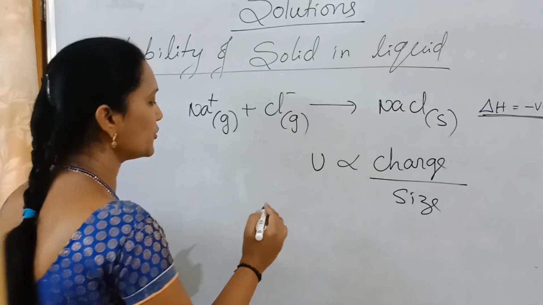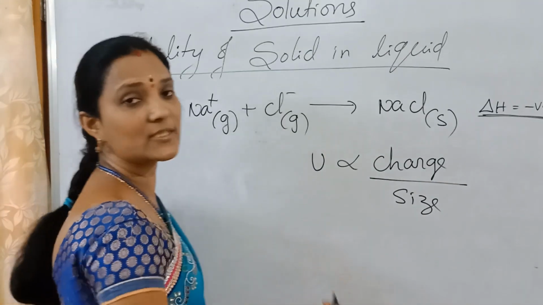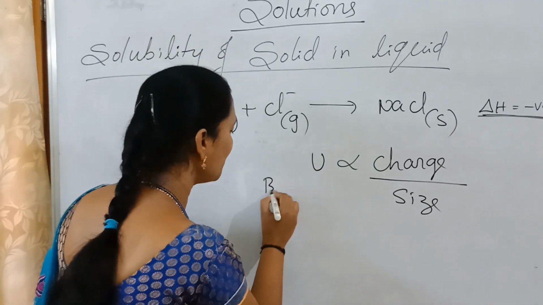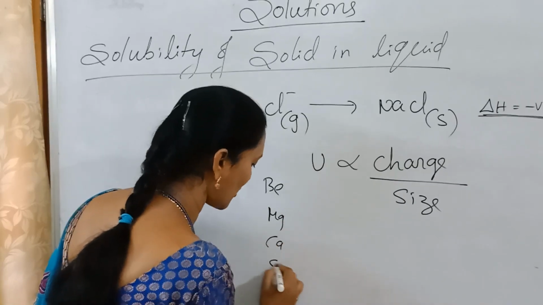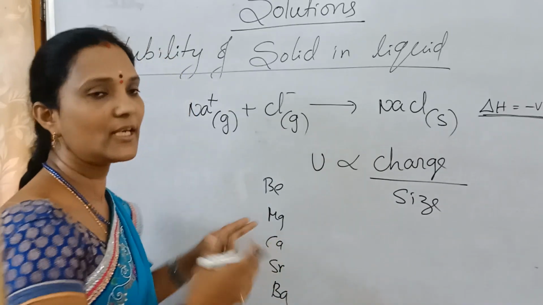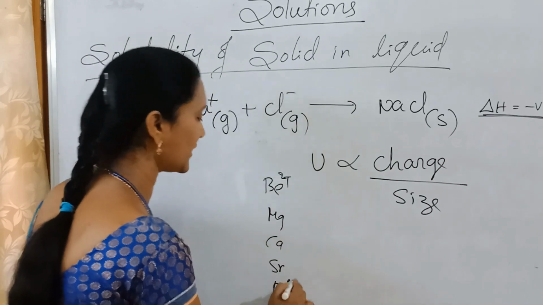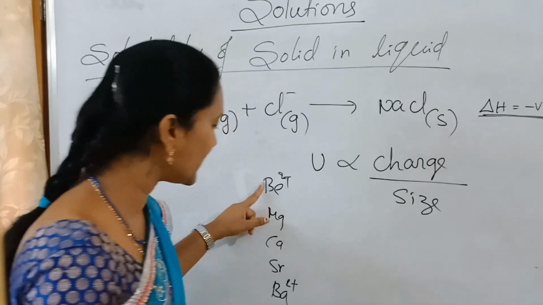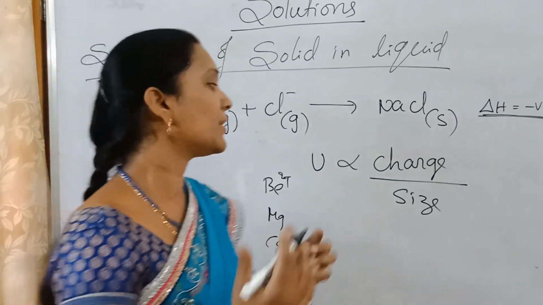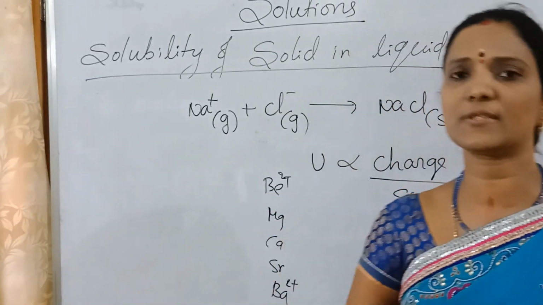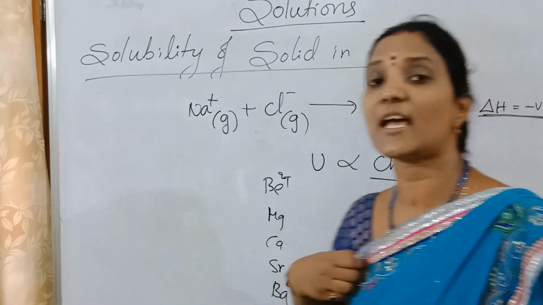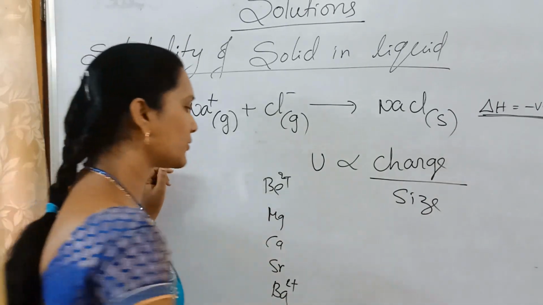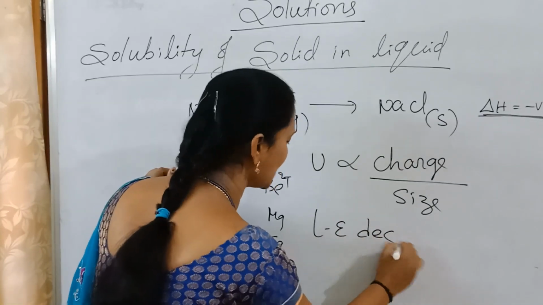Now down the group. Take the second group, because in the first group there is no exception. Down the group, solubility increases. In the second group we take beryllium, magnesium, calcium, strontium, barium in the +2 state, forming compounds like BaSO4. Down the group the charge is similar but size increases. Size increases, lattice energy decreases. So down the group, lattice energy decreases.